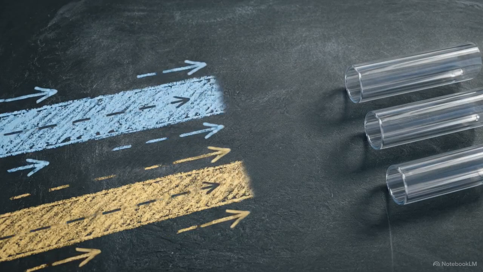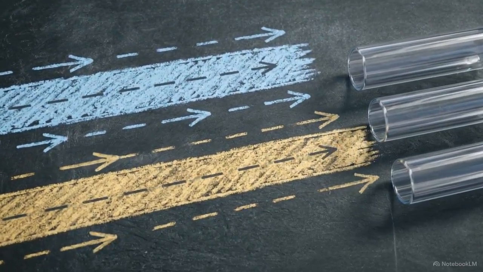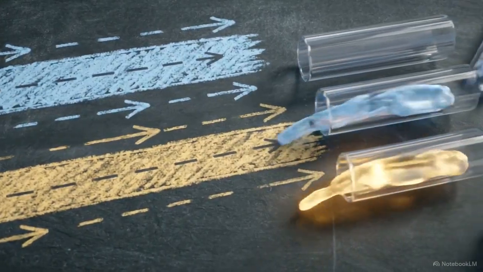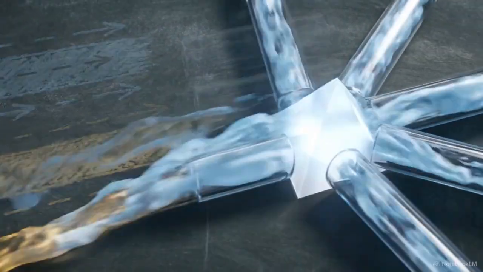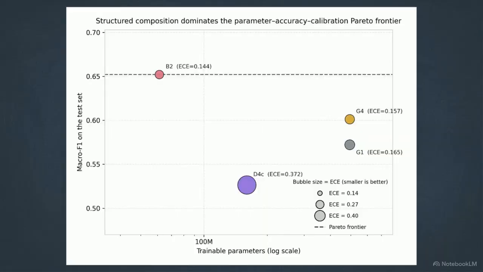The hybrid architecture, or B-track, routes these exact same signals through its dedicated parallel head. By keeping the pathways structurally distinct, it restores additive composition. This chart illustrates the parameter, accuracy, calibration Pareto frontier. The result is clear. The structured hybrid architecture, labeled here as B2, establishes a new state-of-the-art macro F1 score on this benchmark. Looking at the horizontal axis, we see a massive discrepancy in trainable parameters.